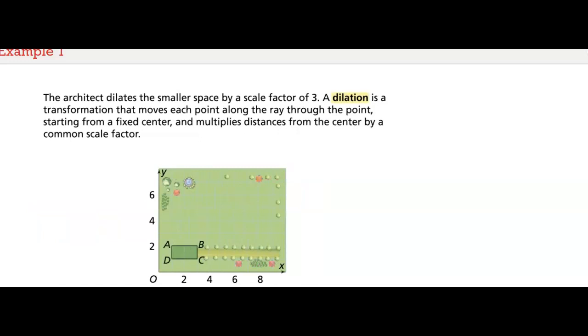The architect dilates the smaller space by a scale factor of 3. The dilation is a new type of transformation. The dilation moves each point of the pre-image along a ray through the point that starts from a fixed center. The dilation multiplies each point of the pre-image's distance from the center by a common scale factor.